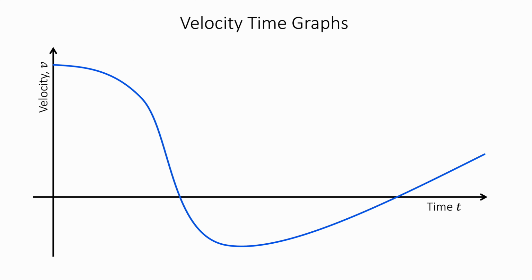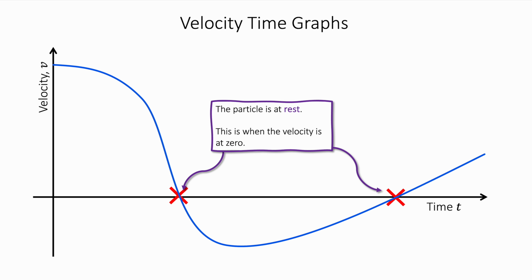Let's see this on a graph. So here we've got a velocity time graph, and we're going to talk about the different parts of this graph. Firstly, we're interested in when this particle is at rest. The particle is at rest when it crosses the t-axis, when the velocity is equal to 0. It's at 0 at these 2 points, that's when it's at rest. Rest means velocity is 0.